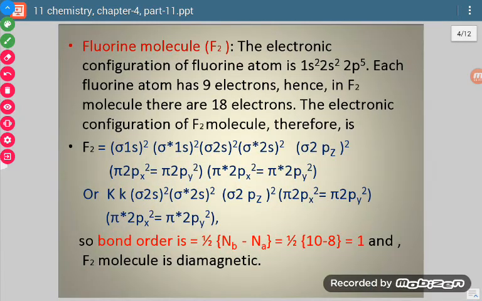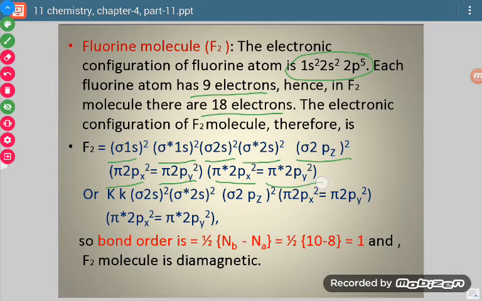Now let us move ahead. Now if we talk about fluorine, how many electrons are there in fluorine? 9. So its electronic configuration will be like this: 1s2, 2s2, 2p5. Now each fluorine atom has 9 electrons. Hence, in fluorine molecule there are 18 electrons. The electronic configuration of F2 molecule therefore is filled as 2, 4, 6, 8, 10, 12, 14, 16, 18.